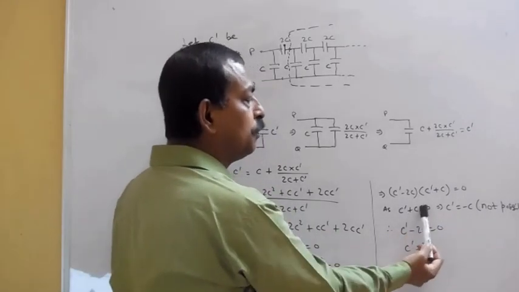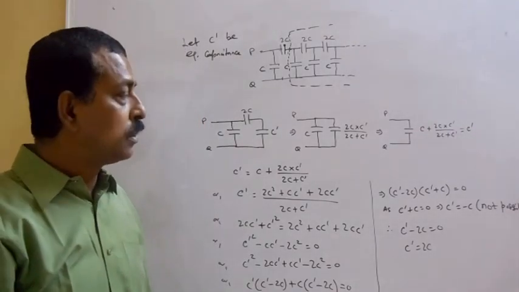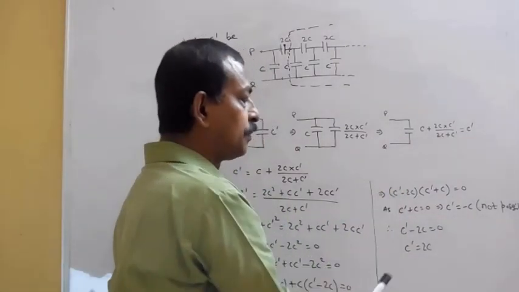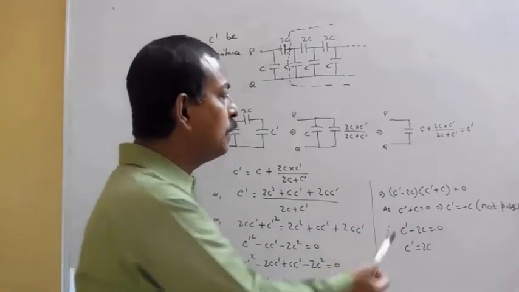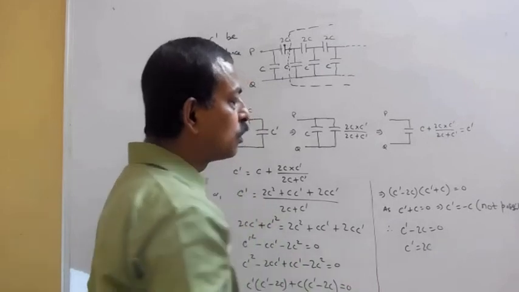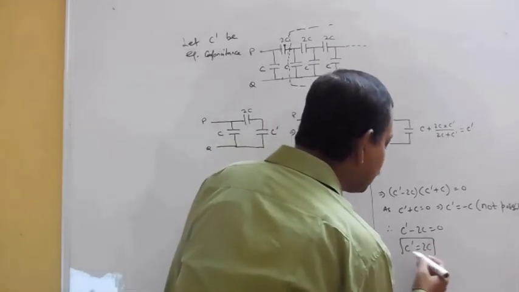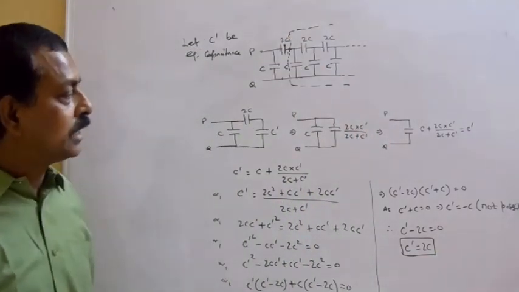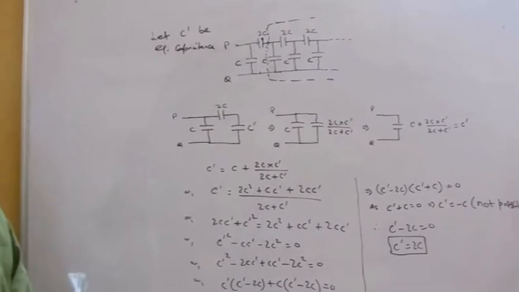Now if I take C dash plus C equals 0, that will give the value of C dash as negative C. But you know that the capacitance cannot be negative, so this is not possible. Whereas we are left with this particular term, C dash minus 2C equals 0, so that will give C dash equals 2C. So this is the value of C dash, the equivalent capacitance of this network, and that is equal to 2C.